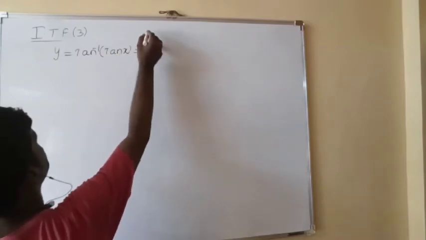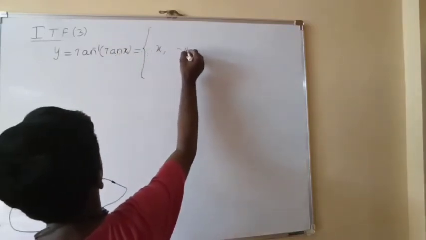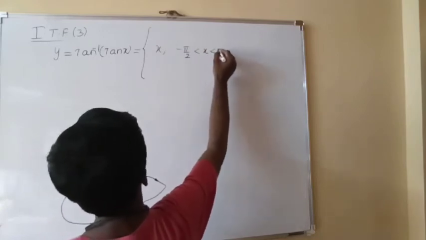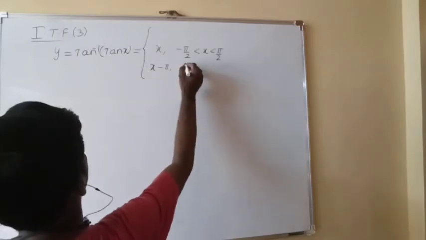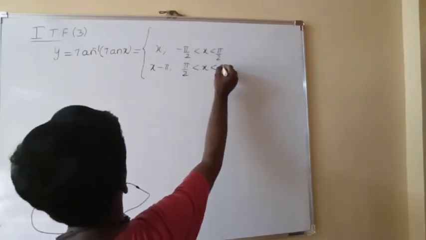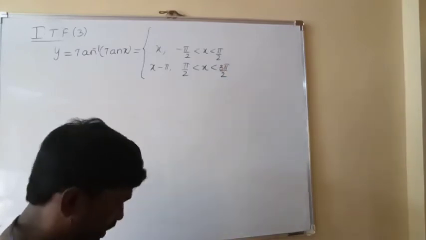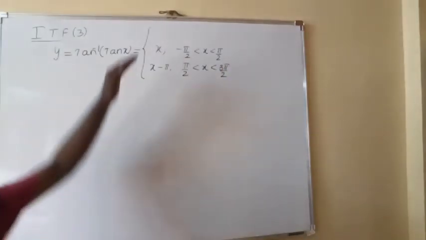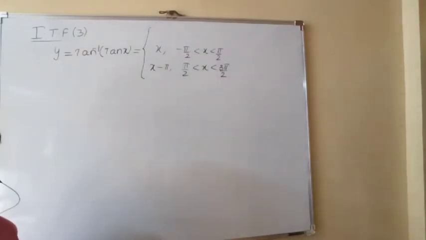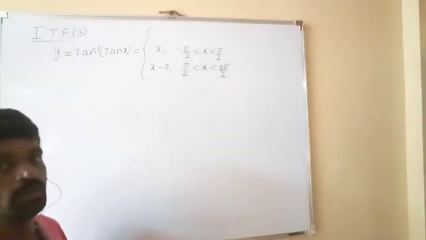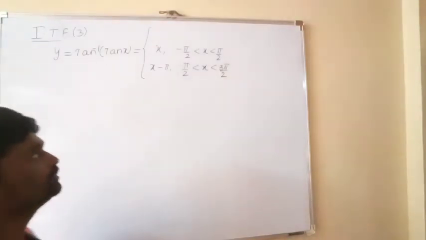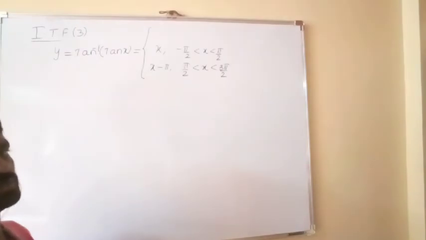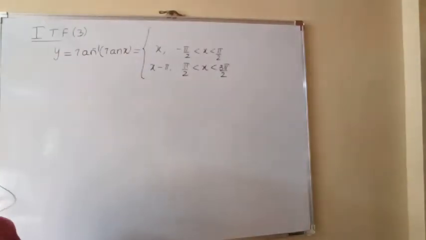So y is equal to tan inverse of tan x. What are the branches you will get? It is x when x lies between minus pi by 2 to plus pi by 2, and it is x minus pi when x lies between pi by 2 to 3 pi by 2. See here, for tan inverse of tan x, in all branches you will get a straight line whose slope is positive 1 only. But in the remaining 4 functions, one branch has slope plus 1 and the next branch has slope minus 1. Alternatively slopes are plus 1, minus 1, but here in all branches slope is plus 1 only.